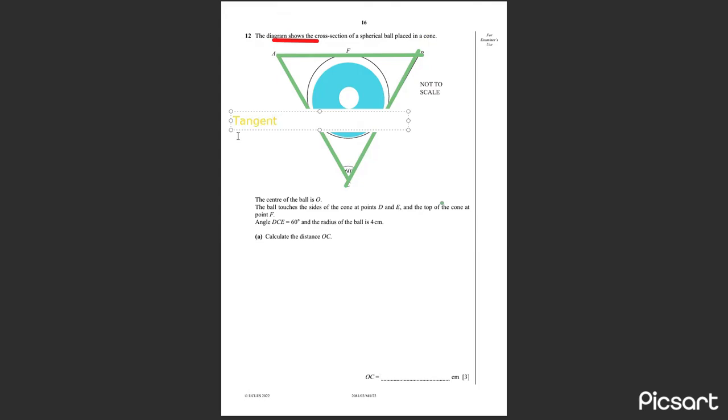Tangent makes 90 degrees. So the radius here is at 90 degrees, and this will be 90 degrees, and this will be 90 degrees. Because any triangle here, when we close it, has a right angle like this. Imagine it. Here we have a right angle like this, because there's a triangle like this.